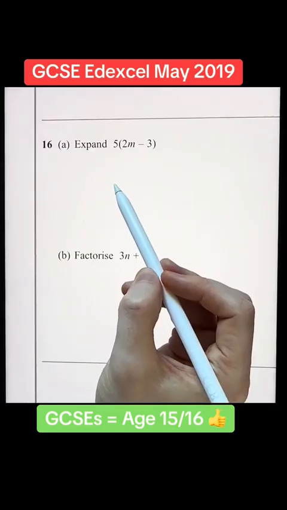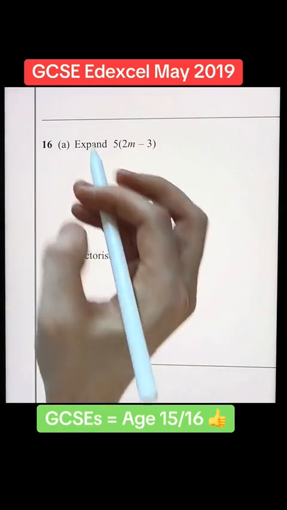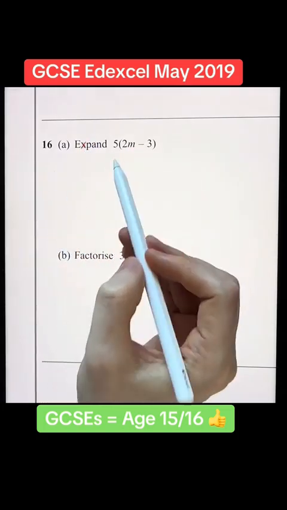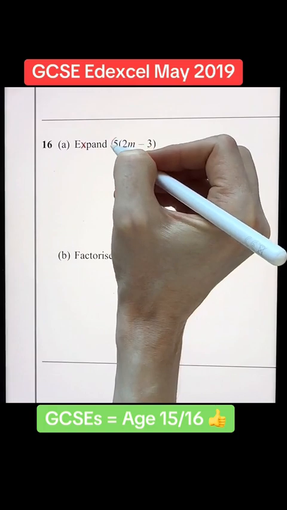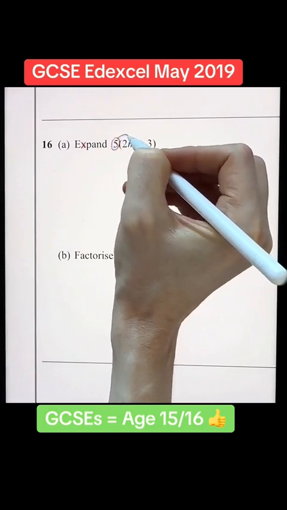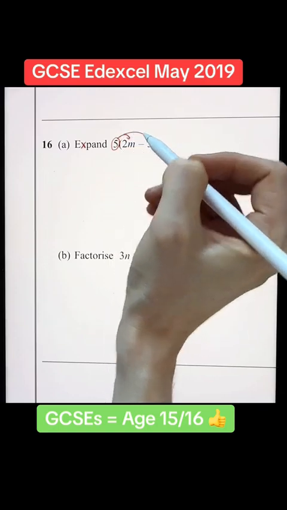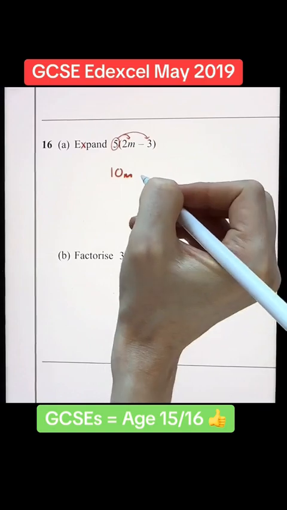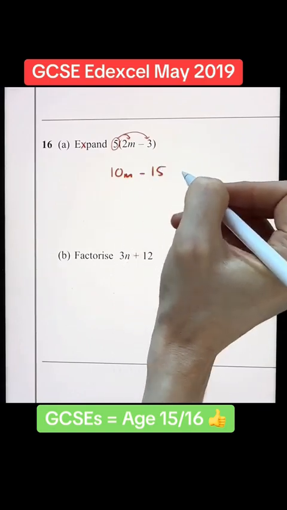Question 16. Expand 5 in single brackets, 2m minus 3. Well, the word expand has an x in it, and the x looks a bit like a multiplication sign. When expanding a single bracket, we multiply the term directly outside a single bracket by each term directly inside. Here, 5 times 2m will give us 10m, and 5 times negative 3 gives us negative 15.